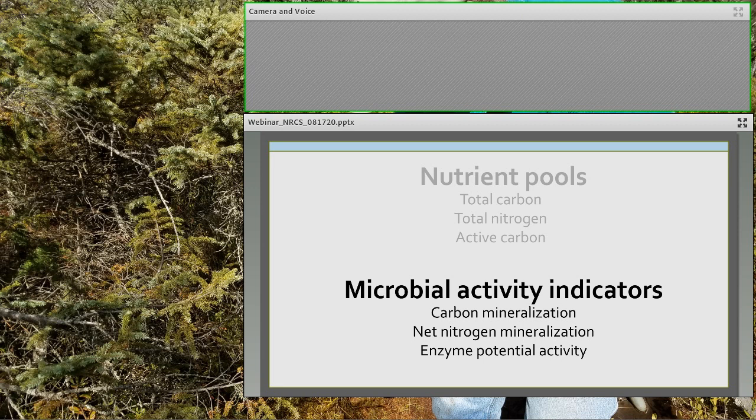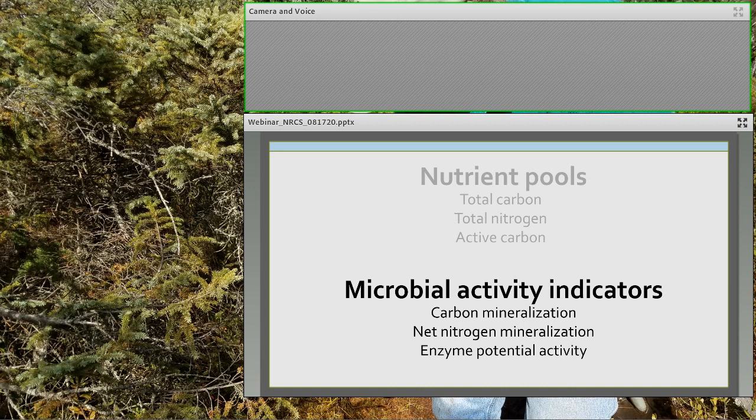The second category of soil properties we were interested in were microbial activity indicators, such as carbon mineralization, net nitrogen mineralization, and enzyme potential activity. Carbon mineralization is a general measure of microbial activity and is the basis for decomposition. Nitrogen mineralization is an important piece of the nitrogen cycle and enables plant-available nitrogen to be released into the soil system. Both C and N mineralization are generally thought to increase immediately following harvest disturbance due to an influx of organic matter stimulating decomposition and microbial activity. However, it is unclear whether or not this state persists long-term.